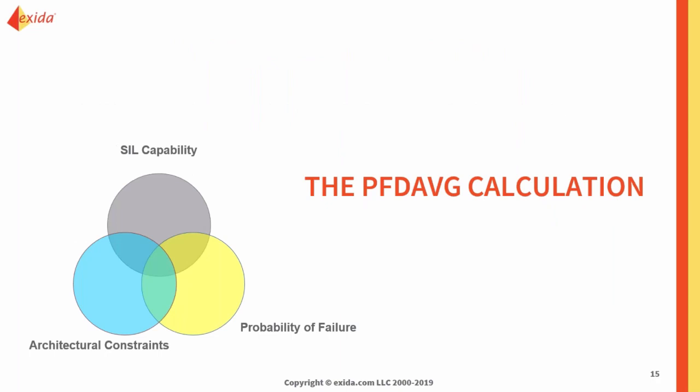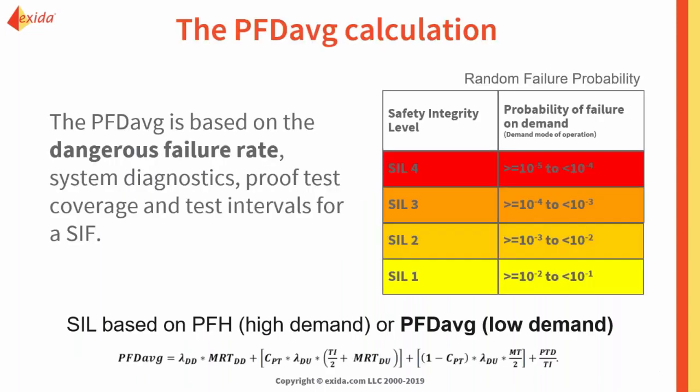The next requirement or barrier that the standard talks about is the PFDavg calculation, or the probability of failure. That's the yellow circle here. So the probability of failure, or the PFDavg, is a calculation based on a bunch of different inputs for that safety system, or that SIF. It includes the dangerous failure rates from each device, system diagnostics, proof test coverage, how long your proof tests are going, or how often you're doing your proof tests, your test intervals.